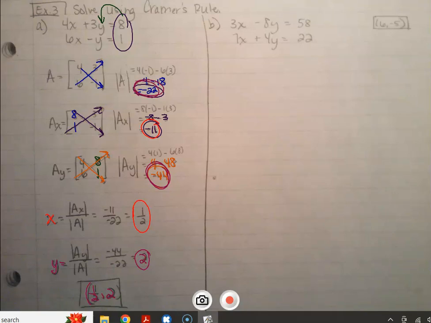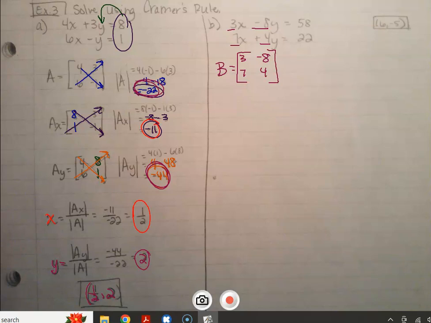All right, so let's try B together. We're going to call this B. All right, so B is going to equal, or determinant, pardon me. No, hold on. My pen is not working. There we go. All right, so first of all, B is going to equal 3, negative 8, 7, and positive 4.